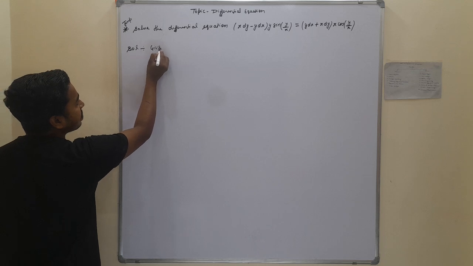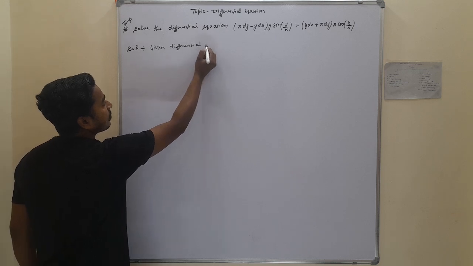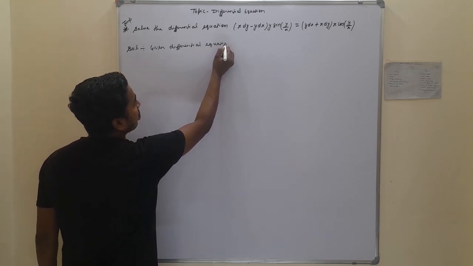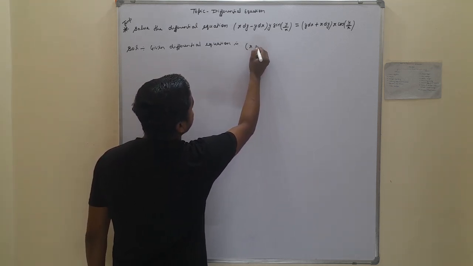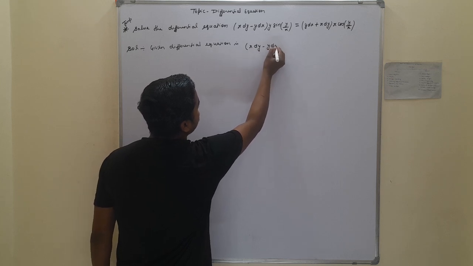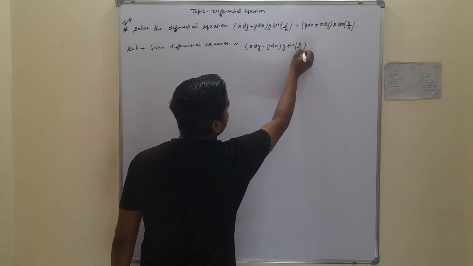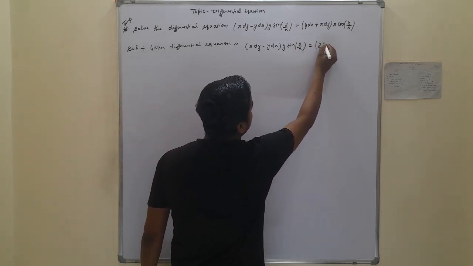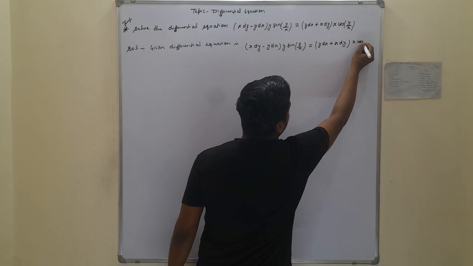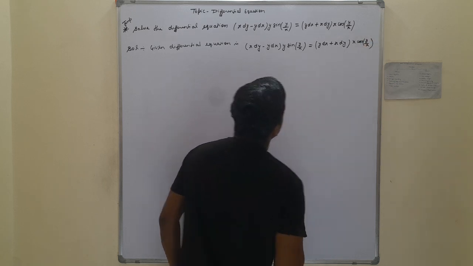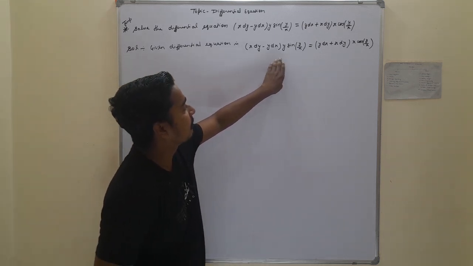The given differential equation is (x dy − y dx) y sin(y/x) = (y dx + x dy) x cos(y/x). Let's see how to approach this type of differential equation.